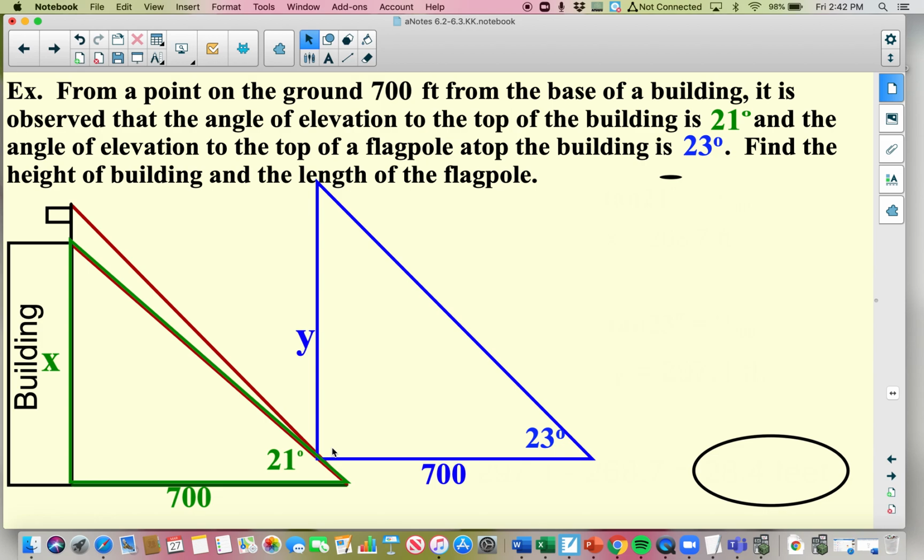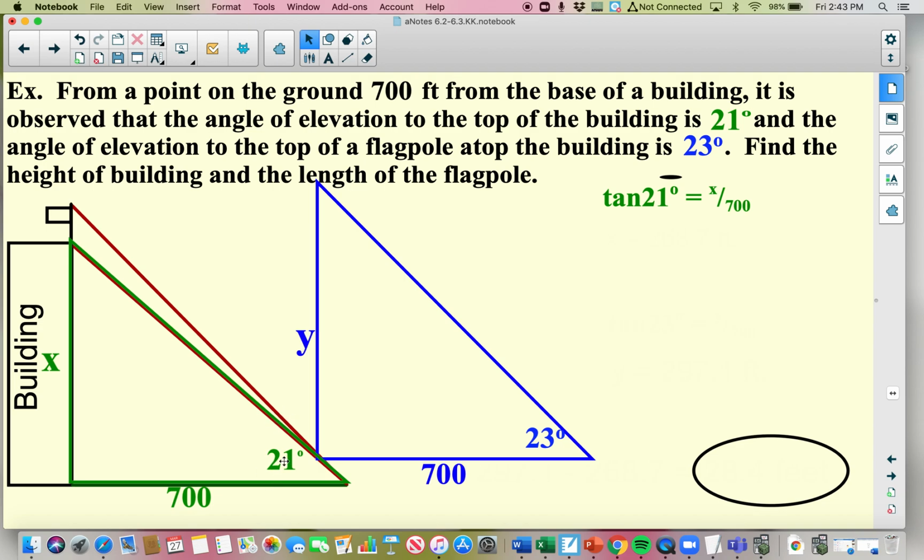So you want to find the height of the building, we'll find X, and the length of the flagpole. So if I can figure out the whole length Y and subtract off the building, that's going to leave me with the flagpole. Okay, so with that approach, I'm going to come over here and I color coordinated. So my green stuff is the building. So I did the tangent of 21 degrees. Make sure your calculator is now back to degree mode. You really need to be conscientious of that if you haven't already recognized that.